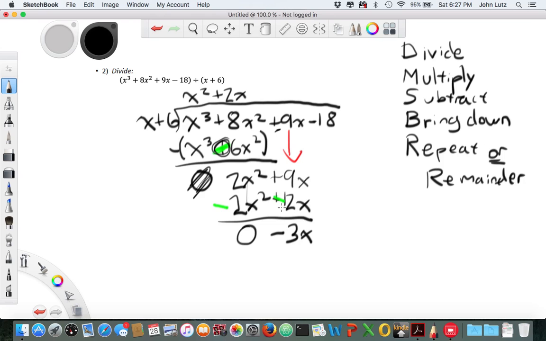Because that number 12 is greater than 9, I do 12 minus 9, and then I take the sign of the bigger number. Negative 12 plus 9x is negative 3x. And then I bring down. Okay, negative 3x minus 18.